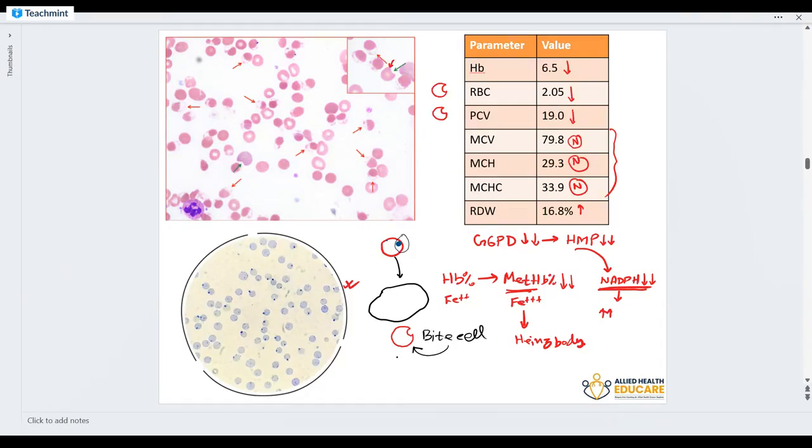Furthermore, we have to determine the G6PD level in our blood. If it is G6PD deficiency anemia, the G6PD value goes below the normal reference range. By this process, we can identify that this patient is suffering from G6PD deficiency anemia, or that this patient has G6PD deficiency.